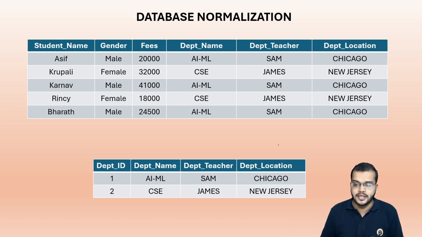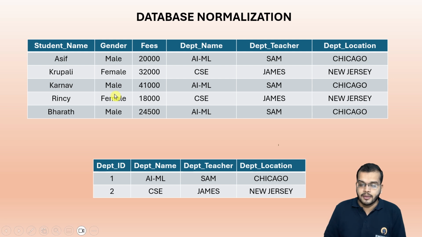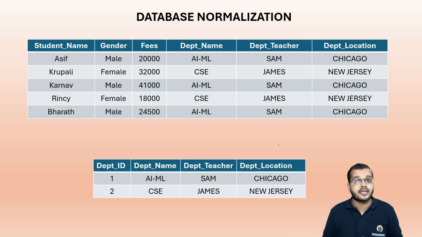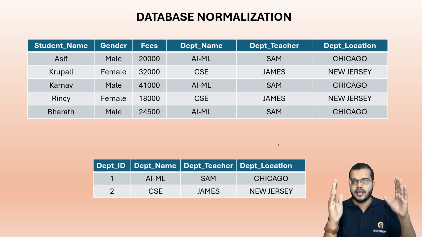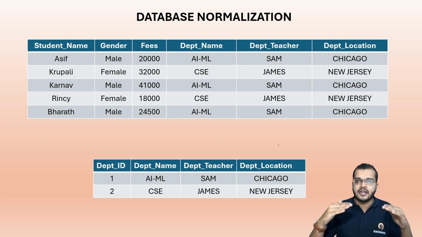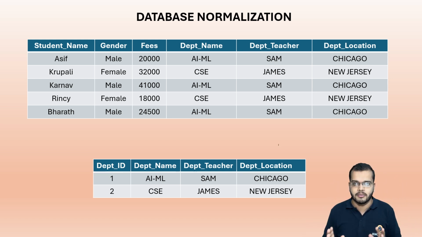In this particular table, there are multiple pieces of information which are repeated. Now we will convert this table into a normalized form. When I say we have to convert it into a normalized form, it doesn't mean that we have to apply some queries or some logic. From one table, we will segregate the data into two or more different tables.